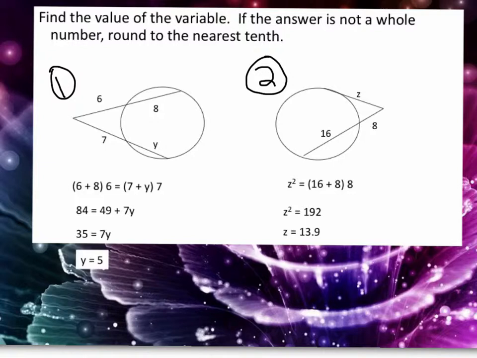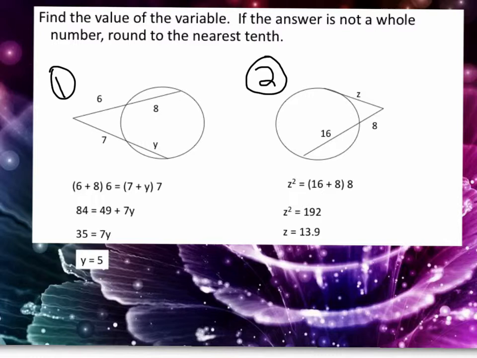Then for number 2, and notice it says round your answer to the nearest tenth. For number 2, this is still the second part of the theorem. So I'm going to add these 2 and multiply it by the outside 8, which is here. And then this is just going to be z squared. So then I solve the right-hand side and get 192. Square root both sides, and z equals 13.9. Okay, bring any questions you have to class.